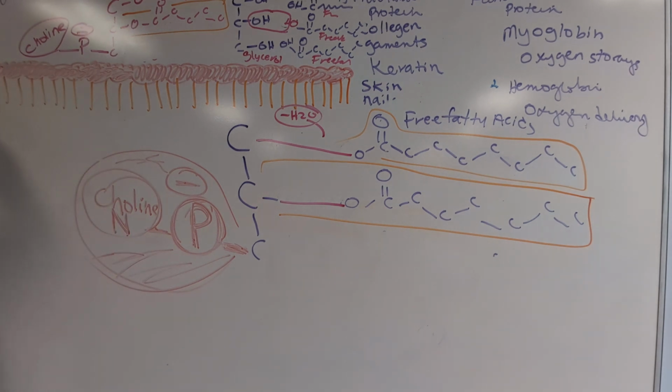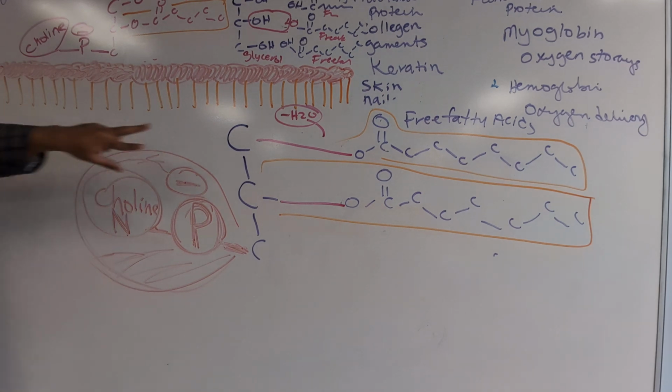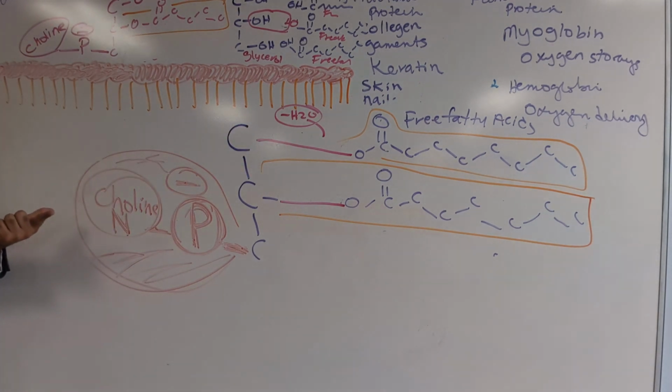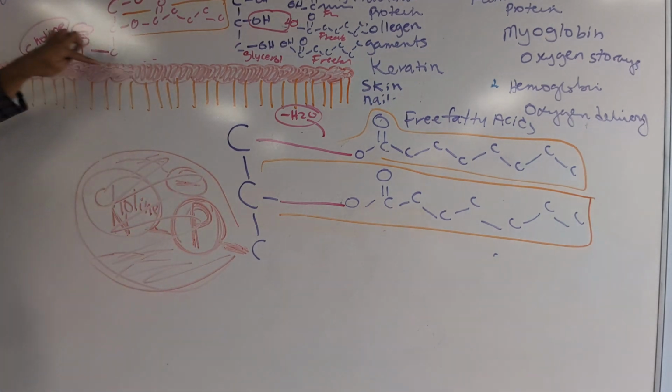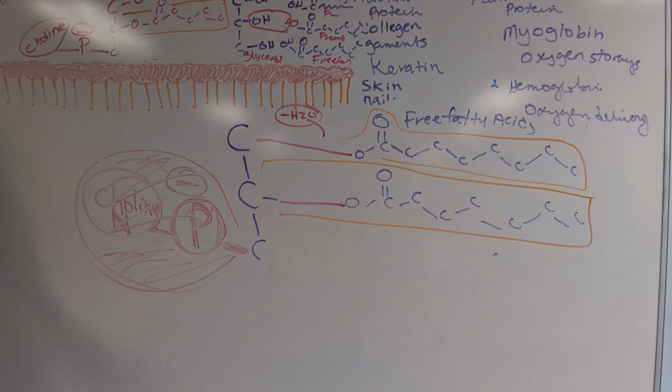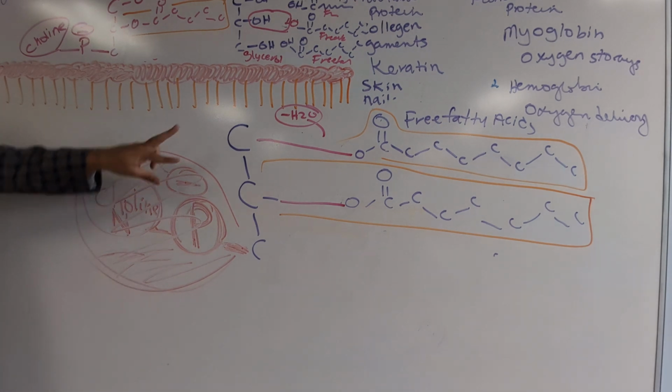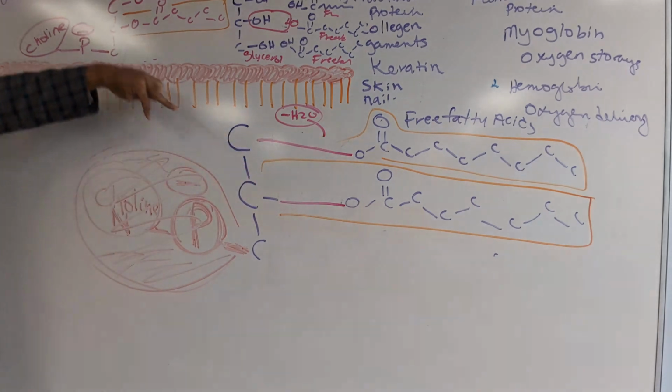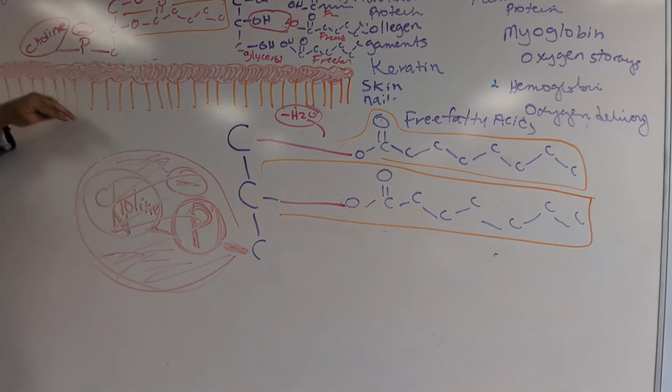So that's my plasma membrane. Now you see how we got 2 tails and 1 head? That's the red head, and these are the 2 orange tails coming down. Okay, are we clear with that? In the back, are we clear?